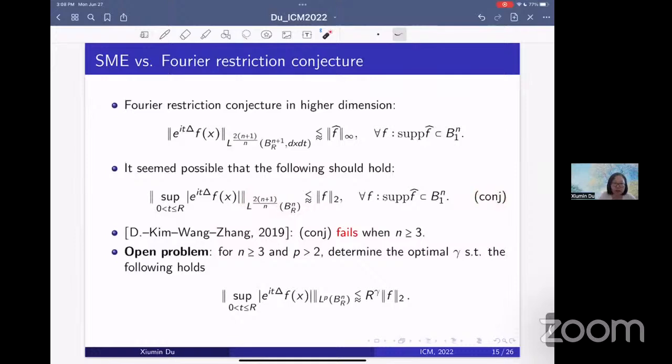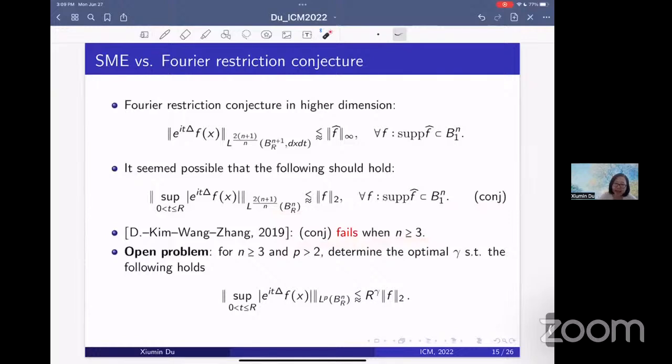In a summer workshop, joint with Zhongcheng Kim, Hong Wang, and Ruixiang Zhang, we worked together trying to prove this conjecture, but ended up with a counterexample. We adapted the example by Bourgain, fit it into every intermediate dimension, and showed that this conjecture is no longer true when n is large. It fails when n is at least 3.